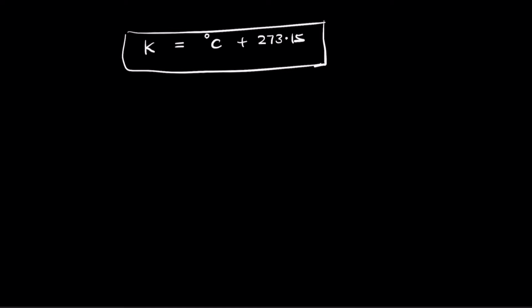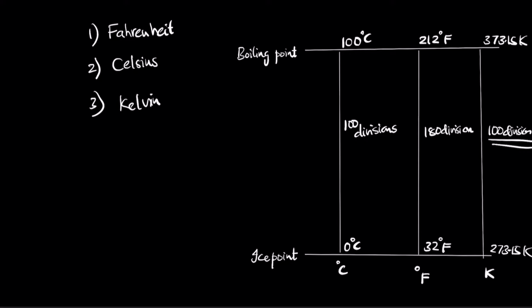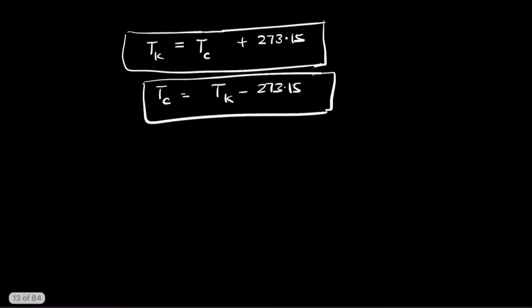So we can write that temperature in Kelvin is equal to temperature in Celsius plus 273.15. Or if you want to write temperature in Celsius, that becomes temperature in Kelvin minus 273.15. Notice that they are still divided by the same number of divisions. The only thing that changes is the starting temperature. So when this is 0, this is 273.15. So we add 273.15 to get Kelvin values.